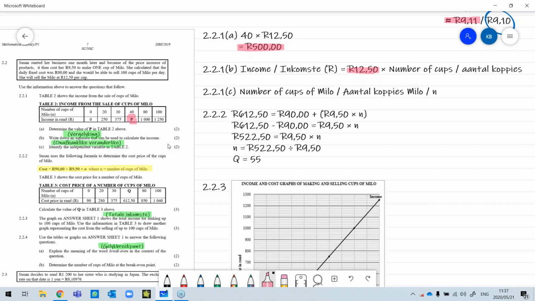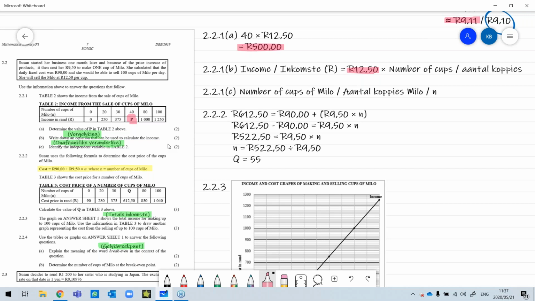Then question 2.2.1c, identify the independent variable in table 2. So the independent variable for this situation will be the number of cups of Milo, the aantal koppies Milo, because this is the amount that does not change. So for instance, it is not the information that is dependent on. For example, the income in Rand is dependent on the number of cups, because as the number of cups change, the income will also change. Therefore, your number of cups is your independent variable.